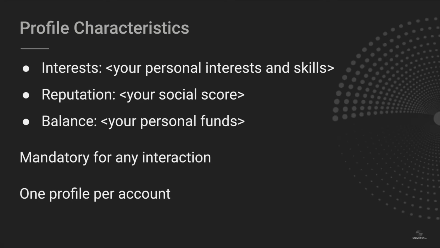What are the characteristics of a profile? In this MVP version, every profile has three characteristics. These are interests, reputation, and balance. Interest is your personal interests and skills. Reputation is a rough measurement of how much you have contributed to the community or to the network.